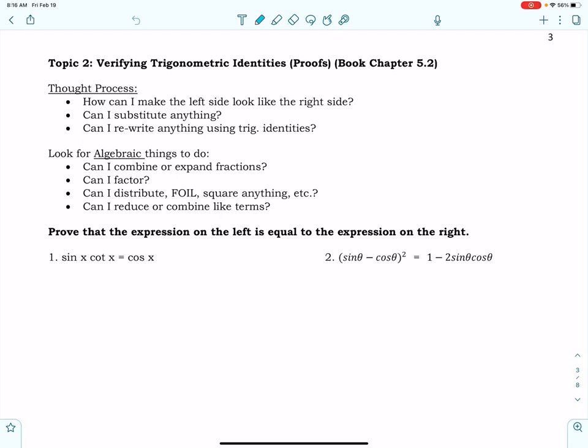Okay, pre-cal, in this video we are still in Unit 7, okay? And we are going to talk about topic 2. So we're going to be verifying trigonometric identities or trig proofs. So I've just kind of outlined a thought process for you here and some algebraic things to do if you can't use your identities page to replace anything.